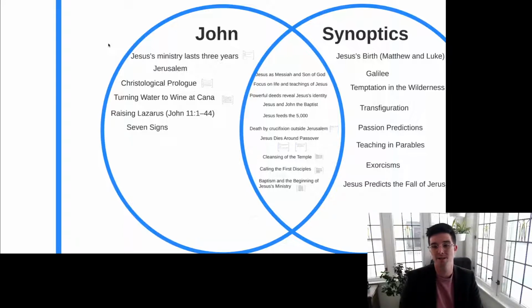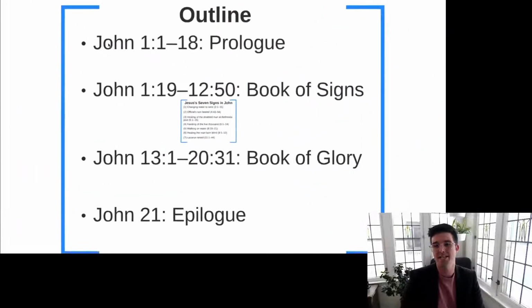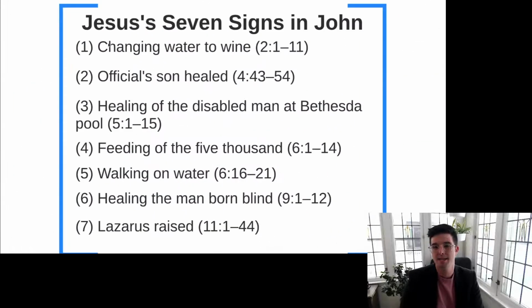The raising of Lazarus is another one of these signs, and it's actually going to be the last sign, the seventh sign. I'm going to go back to what I just zoomed over really quick. Don't worry. But so we have changing the water into wine at Cana as the first sign, Lazarus being raised from the dead as the seventh sign, and all of these signs occur in the first 11 chapters of the Gospel of John, before Jesus starts moving towards his death in Jerusalem in what follows, and what's going to be called the Book of Glory.